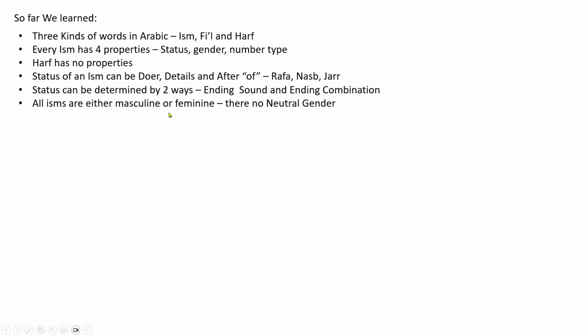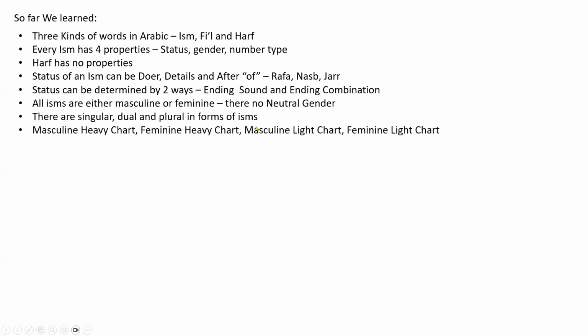All isms are either masculine or feminine. There is no neutral gender. We talked about gender last week, and we're going to have a quick review of that as well. There are singular, dual, and plural forms of isms, which we're going to talk about today. There is masculine heavy, feminine heavy, masculine light, and feminine light. And we know how heavy becomes light. We take the tanween out, so we make a single kasra, fatha, and damma, or the noon sound that's in the combination.